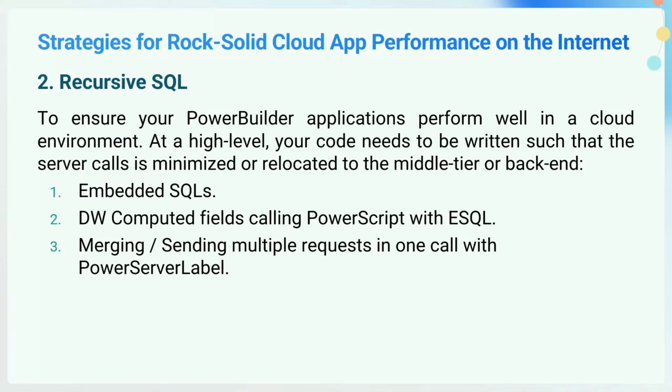To ensure your PowerBuilder applications perform well in a cloud environment, at a high level, your code needs to be written such that server calls are minimized or relocated to the middle tier or backend. We'll see how to optimize calls in embedded SQLs, DataWindow computed fields calling PowerScript with embedded SQL, and merging multiple requests into one call with PowerServerLabel.